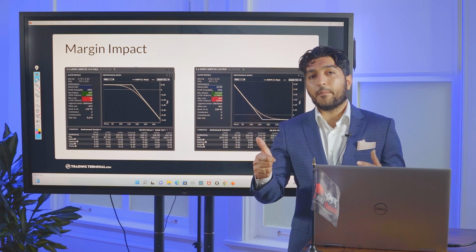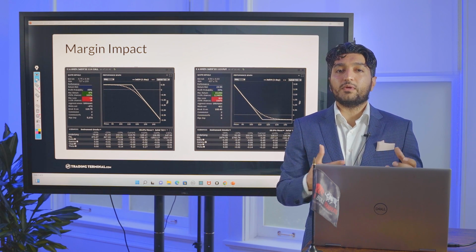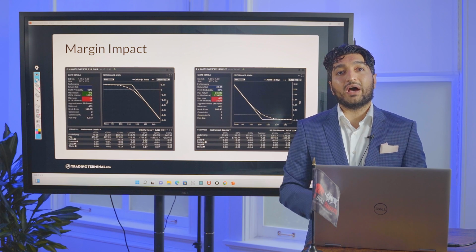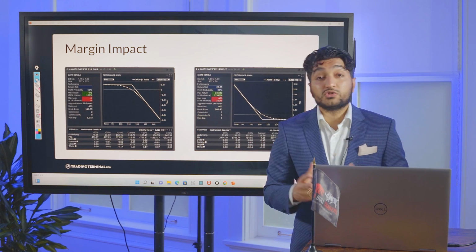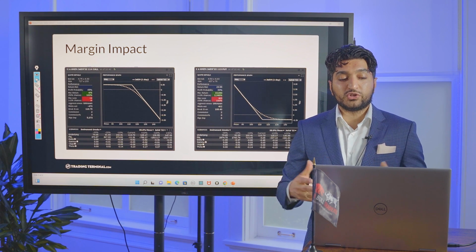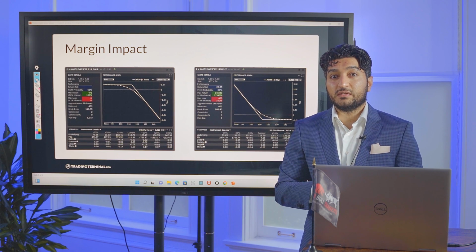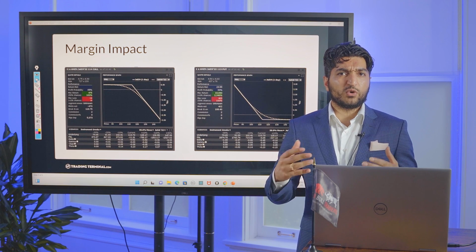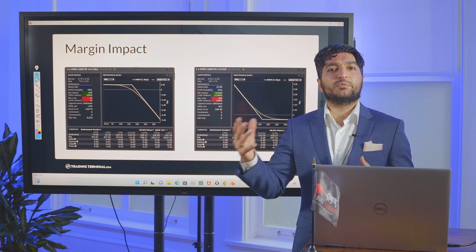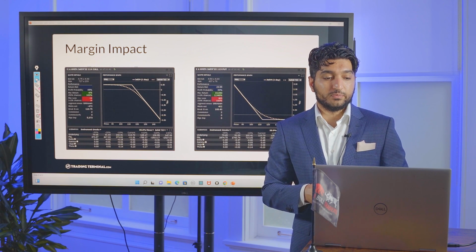A rule of thumb for margin impact is about 30% of the buying power you require to either buy or sell 100 shares of the underlying. So in this case, for Amazon, 100 shares at $114 would be about $11,000 of capital commitment. And your broker most of the time requires you to put down at least 30% of it in case the trade goes south and goes against you.